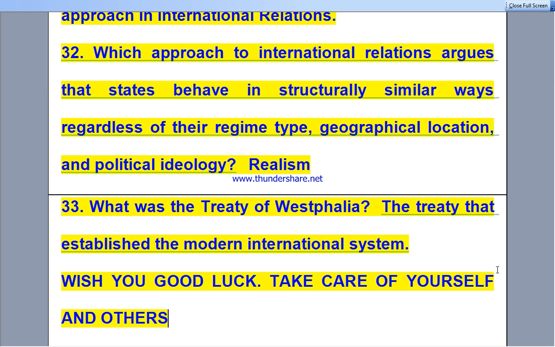Number 33. What was the Treaty of Westphalia? The treaty that established the modern international system in the world.